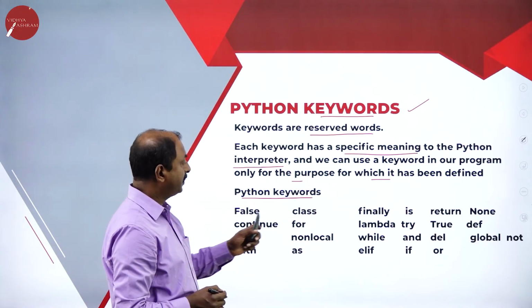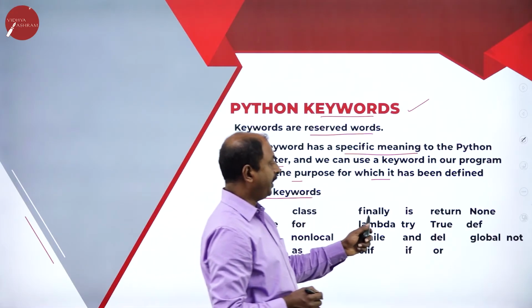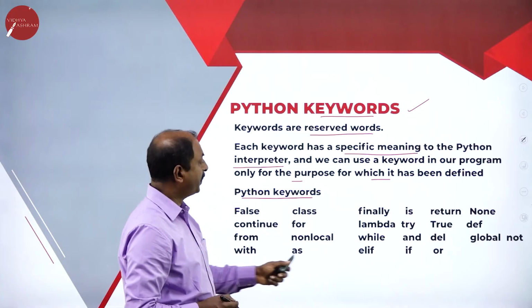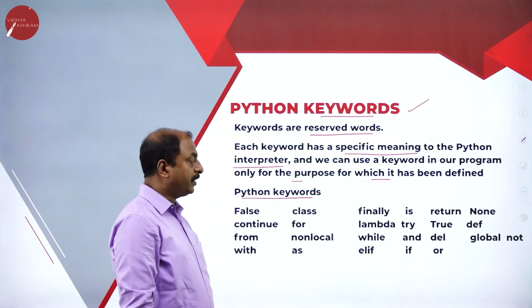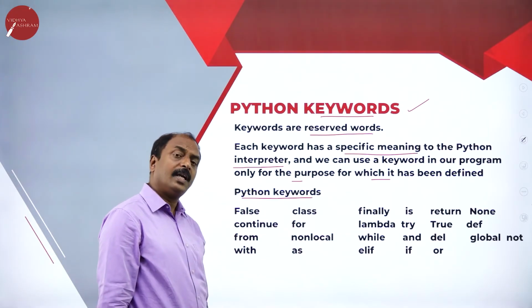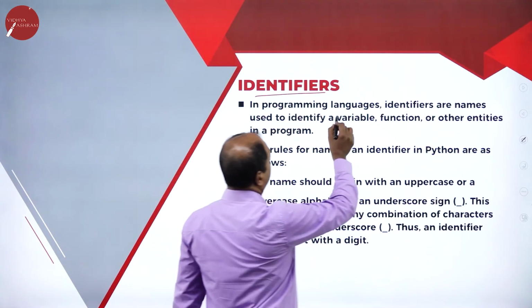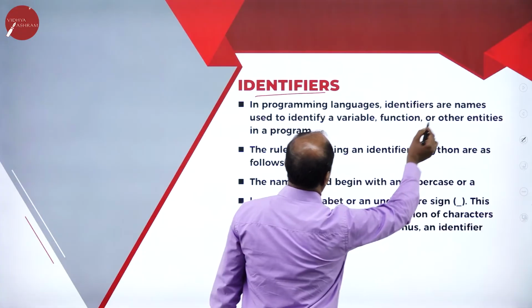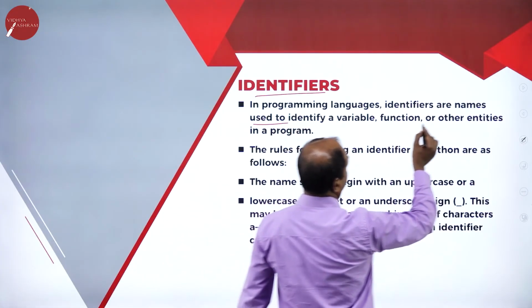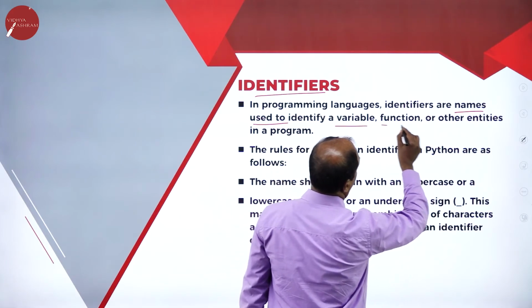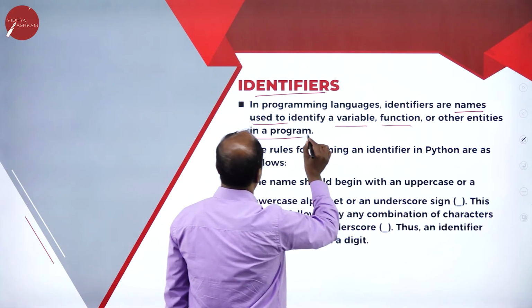Let us see different Python keywords: False, class, finally, is, return, and so on. These are all different Python keywords we use in the Python language. Next, we will see what are identifiers. In a programming language, identifiers are the names used to identify a variable, function, or other entities in a program.